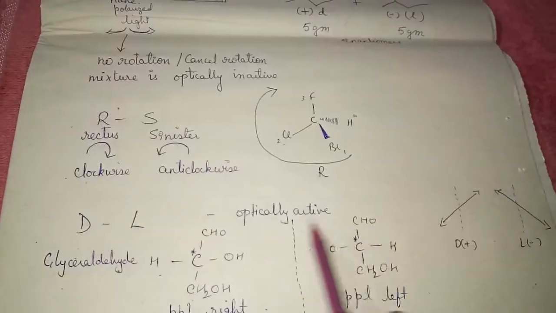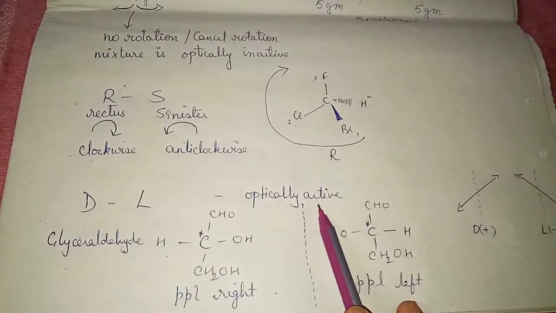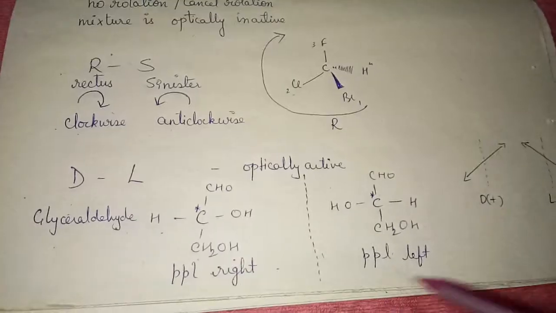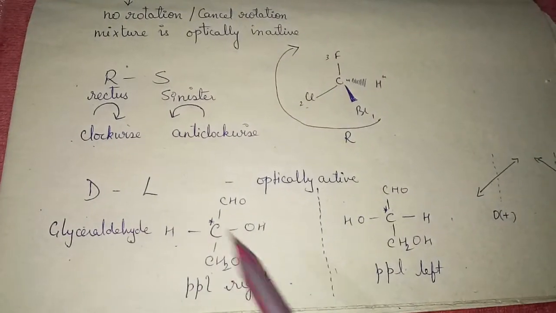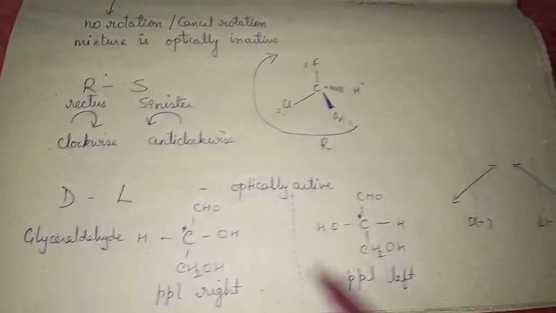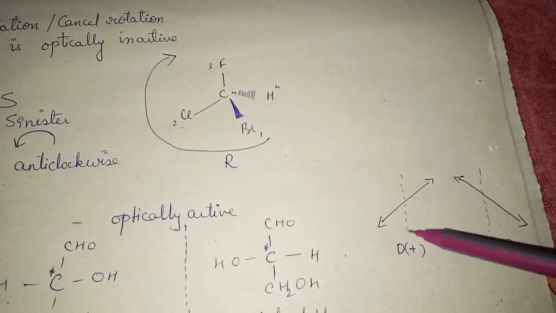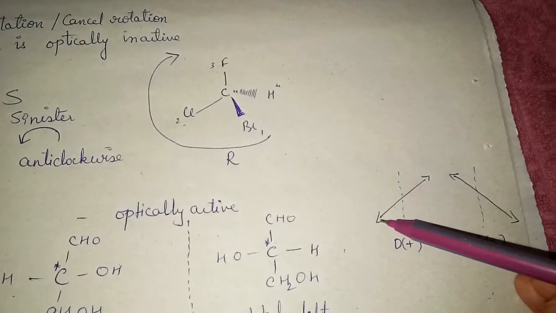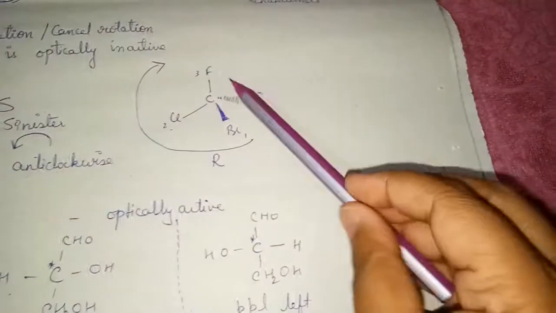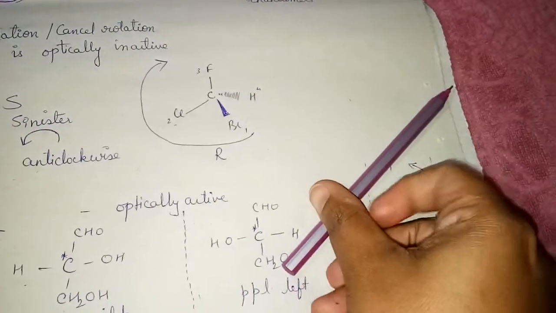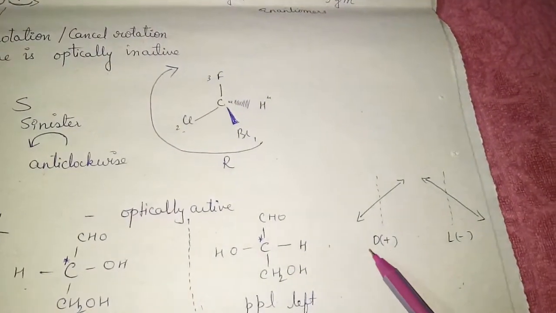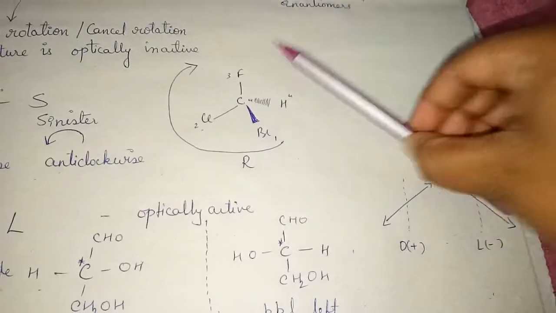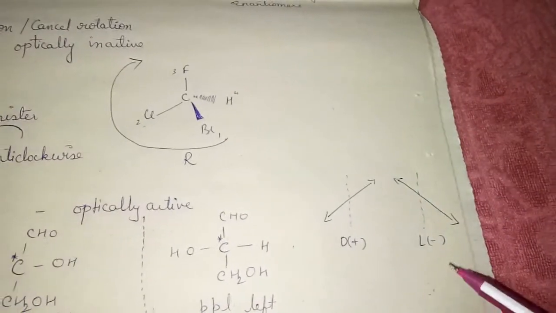The D and L concept is used for optically active compounds. Second, we'll understand this with the help of a glyceraldehyde molecule. D and L molecules are of this type. Suppose this is plane polarized light. If any substance in a solution rotates plane polarized light towards the right, then it is the D form. And if it rotates the plane polarized light towards the left, then it is the L form.